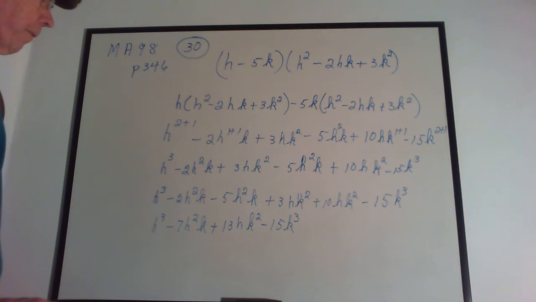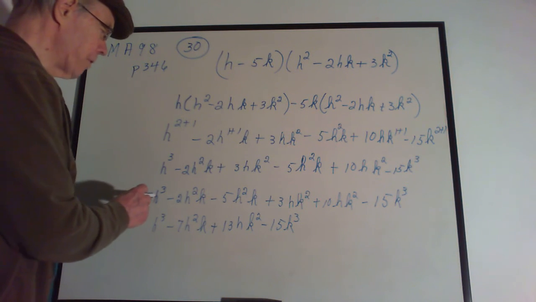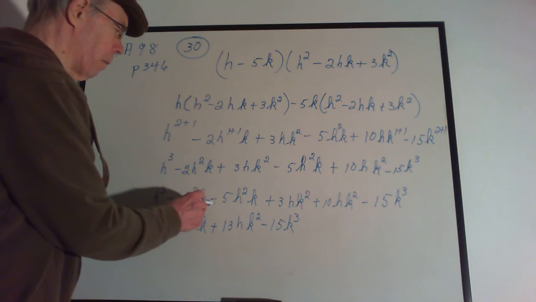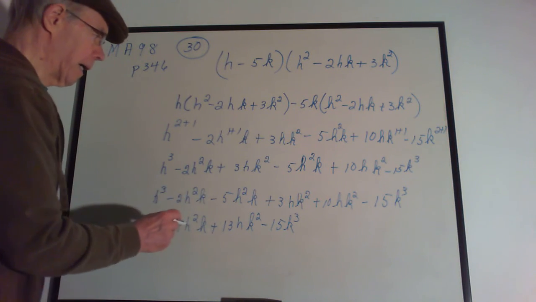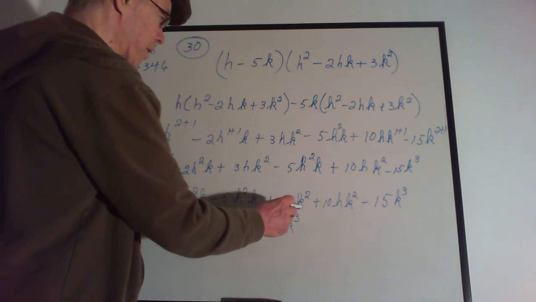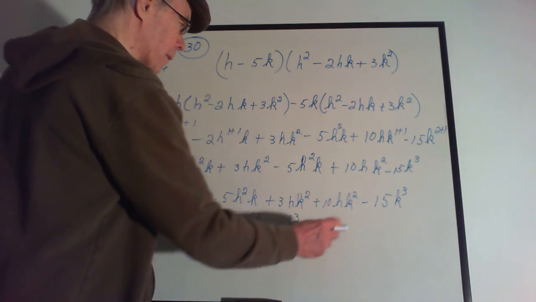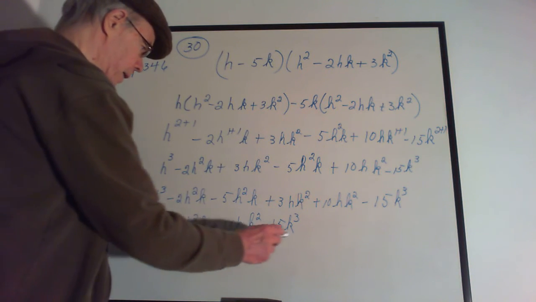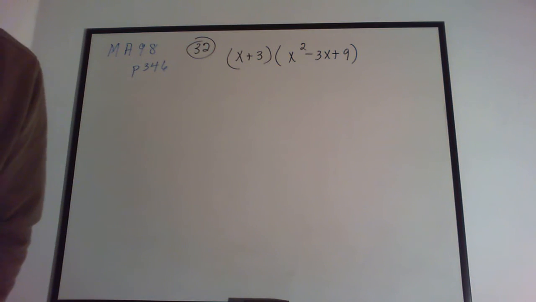Now I want to simplify it, which means I have only one h cubed. I have minus 2h squared k, minus 5h squared k over here. So I can combine those, plus 3h squared, plus 10hk squared, minus 15k cubed. And this ends up being my answer. I hope you all got it right.